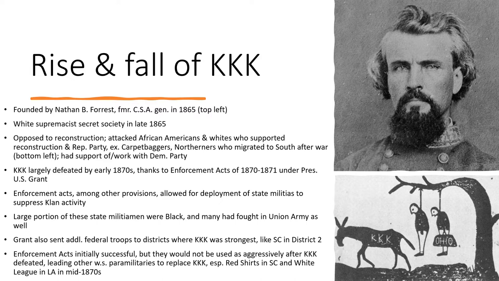The KKK, however, was actually largely defeated in the early 1870s by the U.S. Army and by the state militias, thanks to what were called the Enforcement Acts of 1870 and 1871. And these acts were passed into law by President Ulysses S. Grant during his first term. Ulysses S. Grant, of course, was a former Union general. He was now President of the United States.